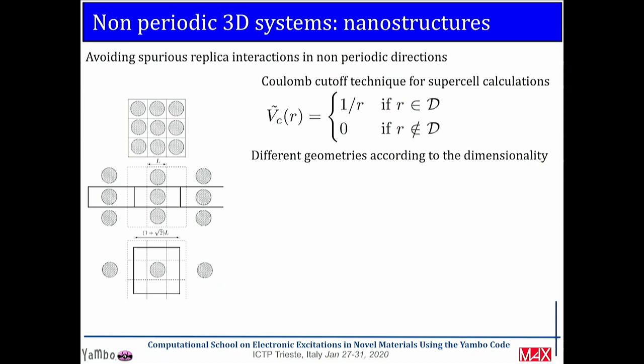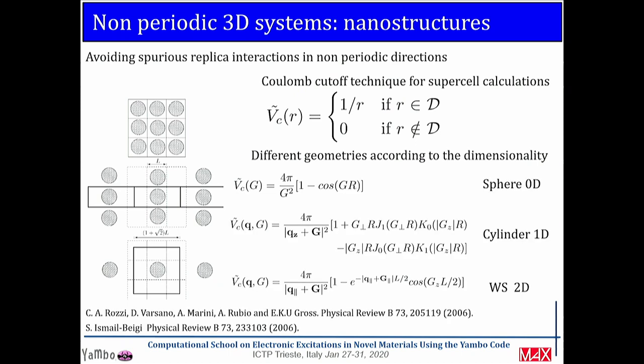So this is our expression. We are dealing in reciprocal space, so we Fourier transform these modified Coulomb potentials for some definition of the domain, of the region. This is the case of a sphere for a molecule. You can put in a sphere, and you end up with this analytical expression. This is more complicated in the case of a cylinder. These are Bessel functions that come here. This is the Wigner-Seitz cell for a 2D system, where we cut to the Wigner-Seitz cell of our supercell. These are the references where they are explained in detail.